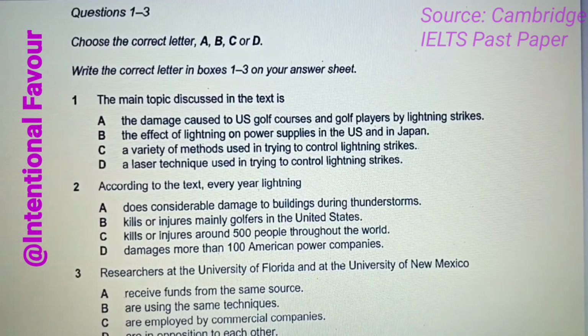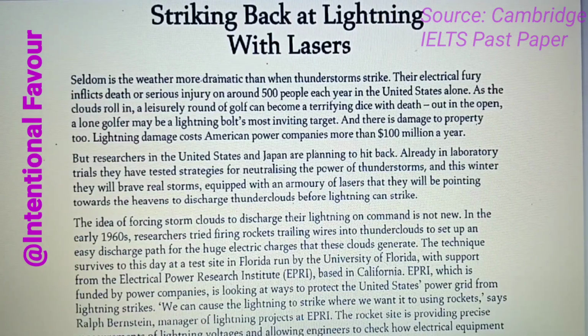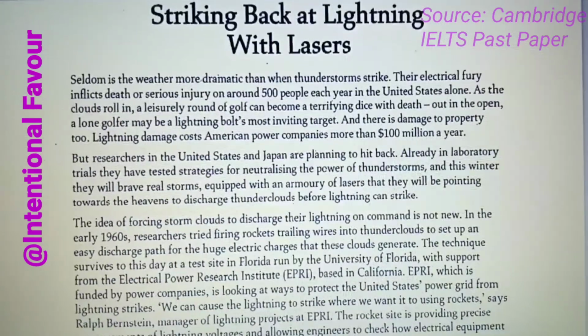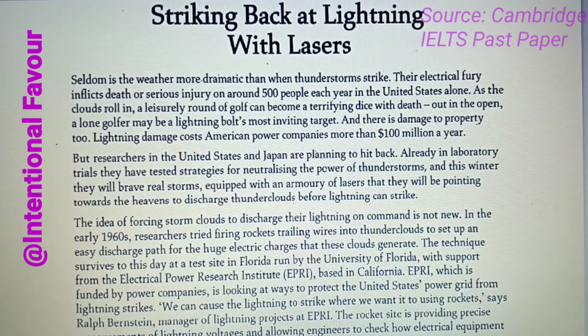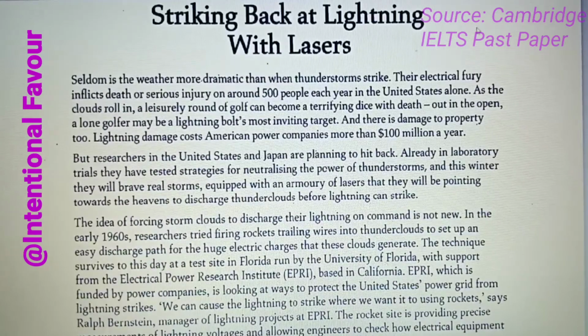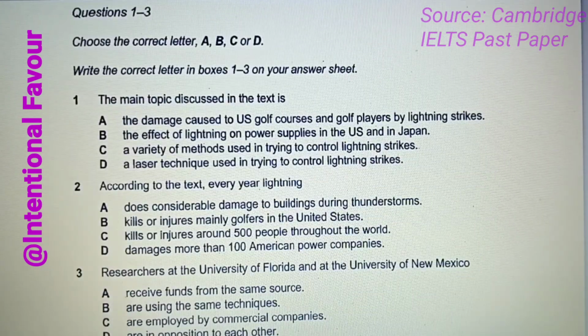But let's look at option D. Damages more than 100 American power companies. Where did we see that here? It didn't tell us how many power companies it damages. But this option is so sure. It is so confident that it is 100 American companies. But remember, according to the text, it didn't tell us the number of American companies. It only told us how much it cost them per year, which is $100 million. So that leaves us with option A being the correct answer. It does considerable damage to buildings during thunderstorms, and there is damage to property too. So it damages buildings during thunderstorms. That is the correct answer.